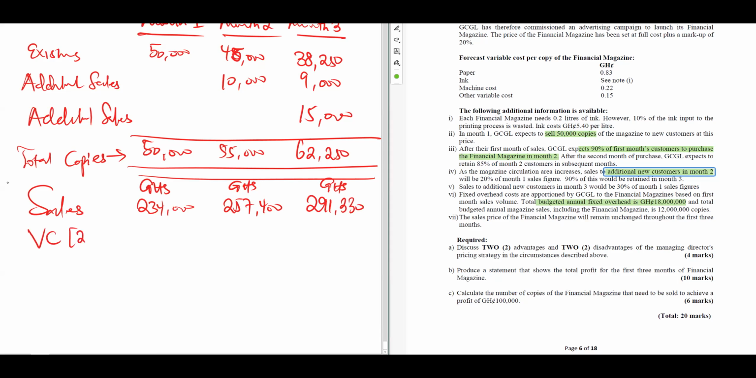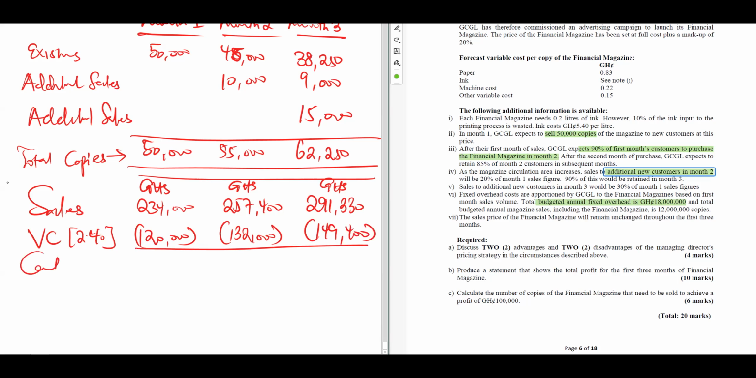Then we less our variable cost. Variable cost, we know it was 2.4. So 2.4 by the 50,000 gives us 120,000. It's 55,000 by 2.4, that's 132,000. We have 62,250 by 2.4, we have 149,400. So with that being said, we have our total contribution.